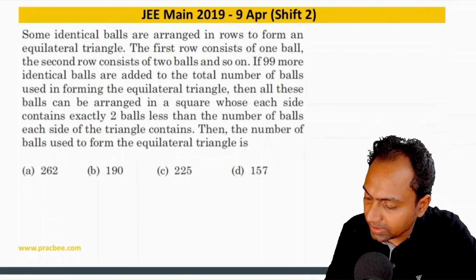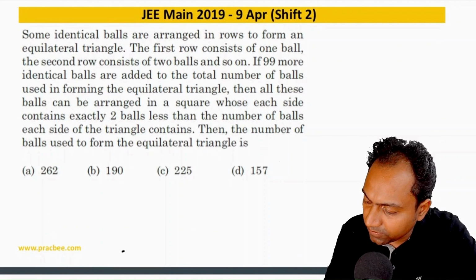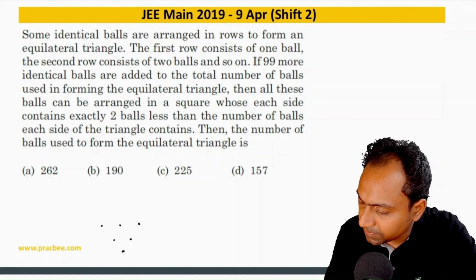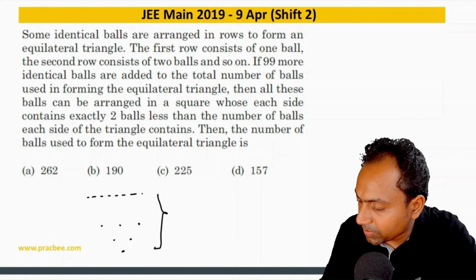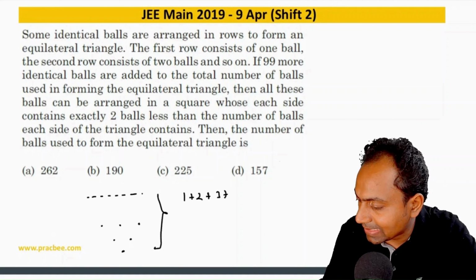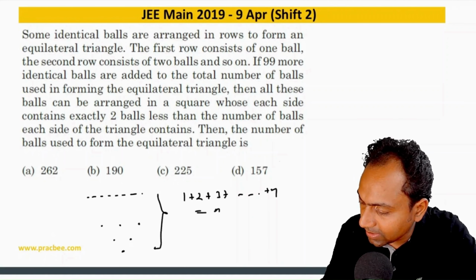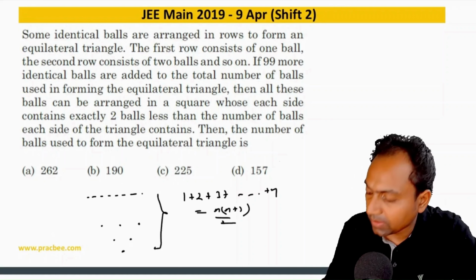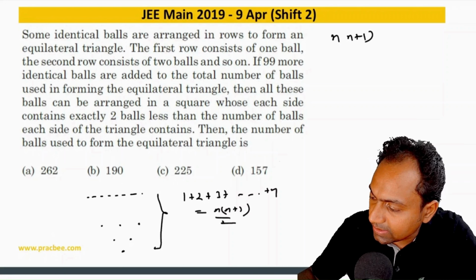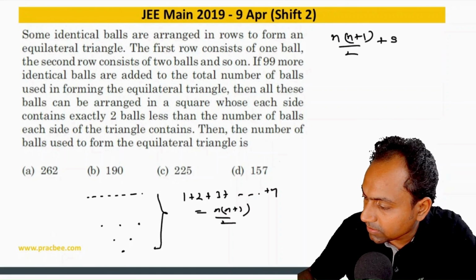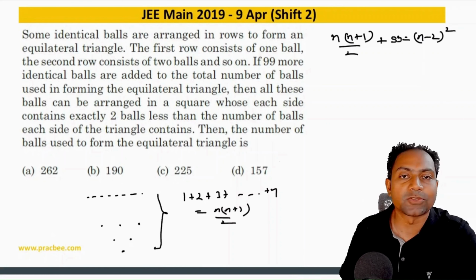So what they're saying is, if we start making an equilateral triangle with 1 ball, then 2 balls, then 3 balls, like this. If, let us say, the total number of rows is n, then the number of balls used would be 1 plus 2 plus 3 until n, and this is nothing but n into n plus 1 by 2. Now what they're saying is, if we add 99 more balls, it will be equal to a square of n minus 2 side.